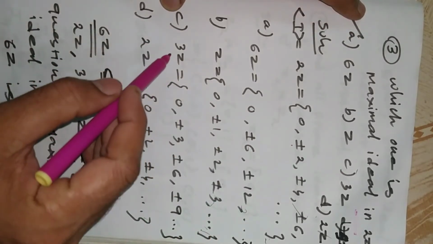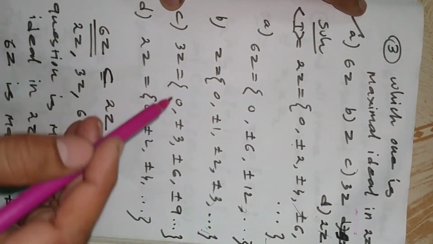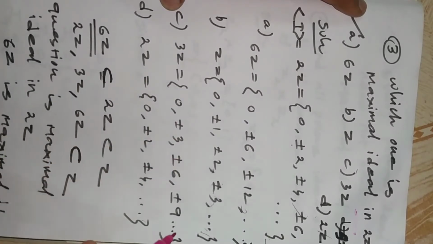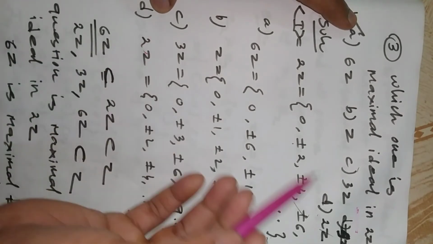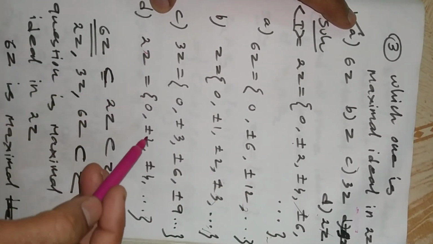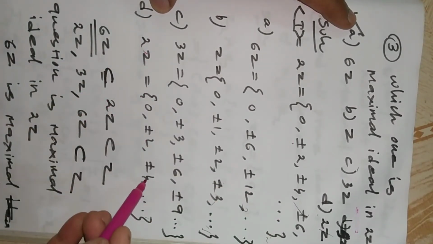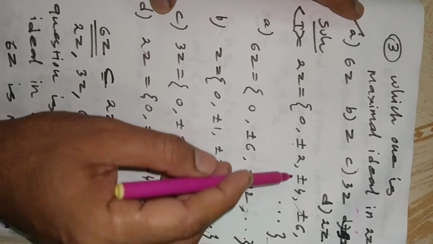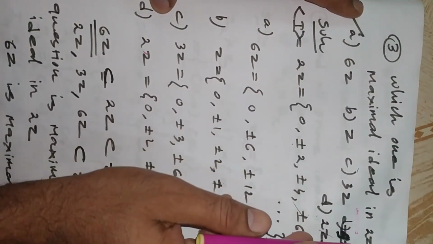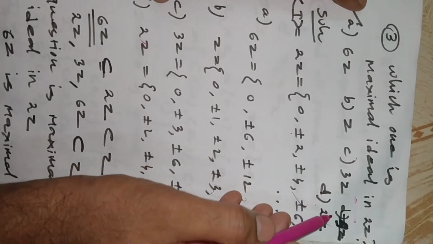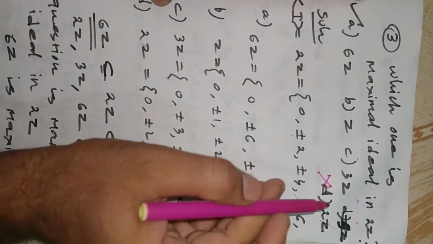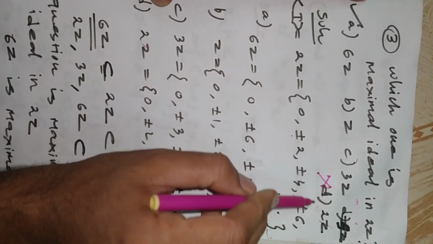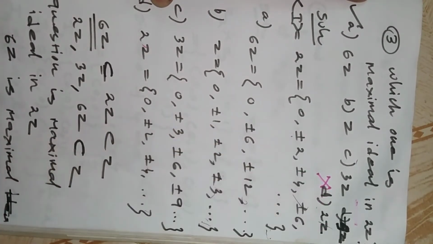What about the third option? 3Z: 0, plus or minus 3, plus or minus 6, plus or minus 9. The D option is 2Z, that is itself: 0, plus or minus 2, plus or minus 4. But we have to find out the maximal ideal in 2Z, which is not possible for these because we are going to find the maximal ideal of 2Z.